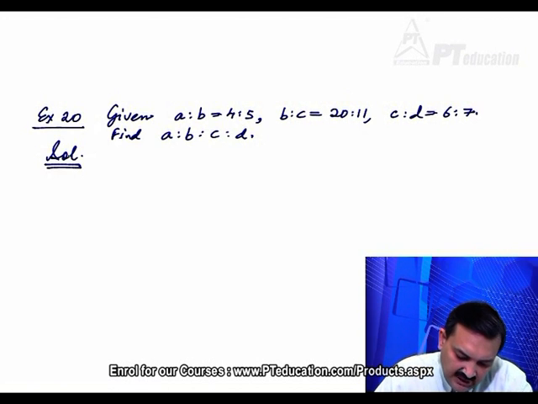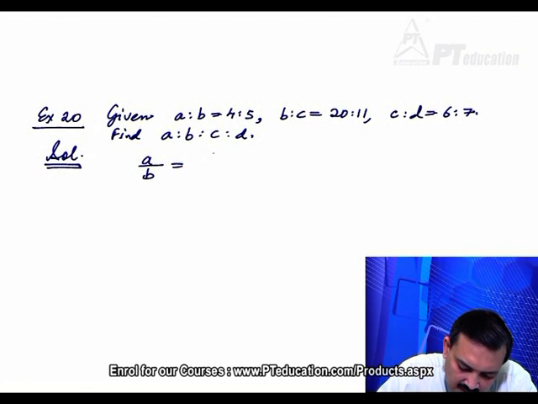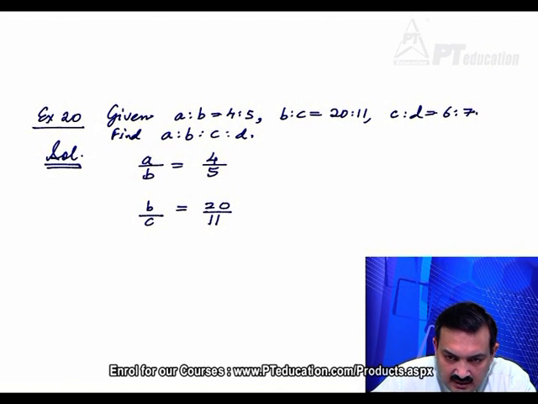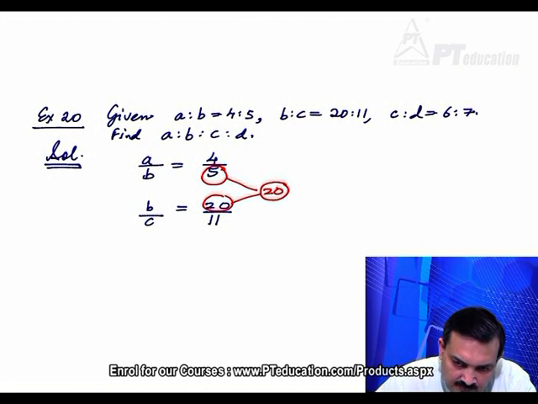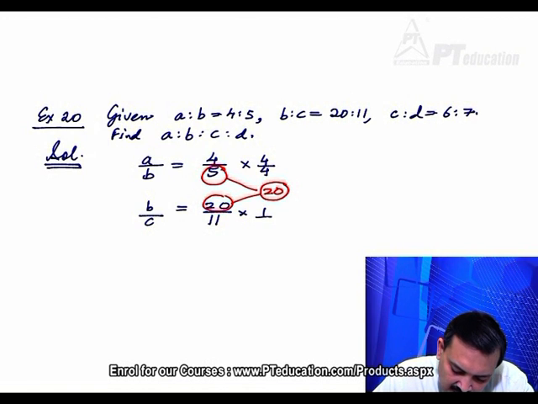So let us proceed step by step. A by B is 4 by 5 and B by C is 20 by 11. So we know very well that as the first step, we need to make 5 and 20 common. We can do that by taking the LCM of 20. And so that means I need to multiply the first one by 4 and the second one by 1. So this will give me 16 by 20 and this will give me 20 by 11.